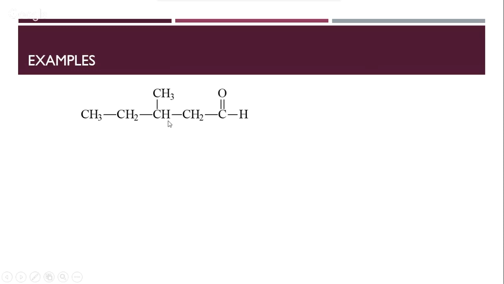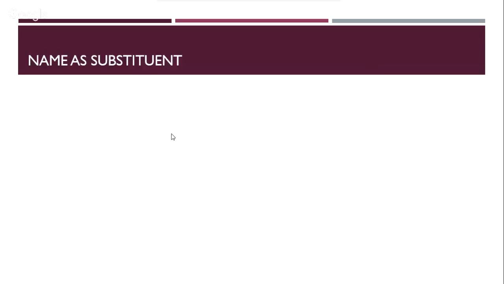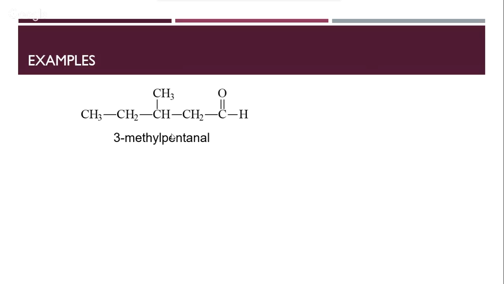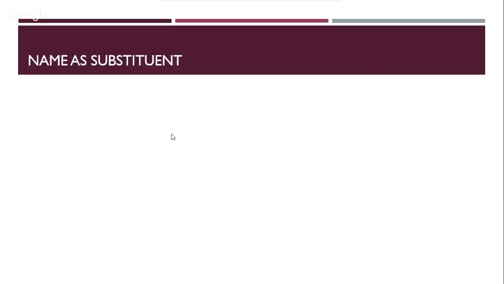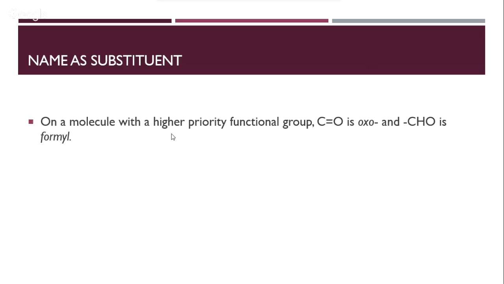So when you have pentanal, and there is a methyl at the third position, this is 3-methyl pentanal. Similarly, this is a cyclic group, but 3-methyl pentanal is something that you have to clearly remember. Cyclic, I'm not touching so far. Now, name the substituents. Of course, in this, whether it is oxo or aldehyde, which is formyl.